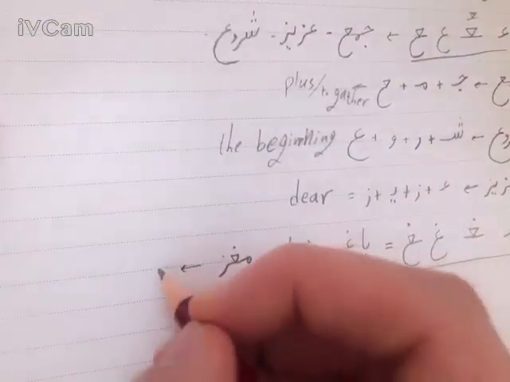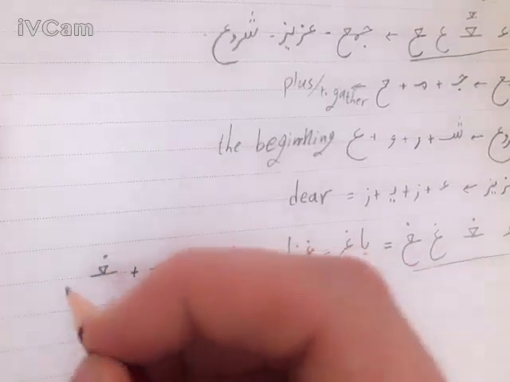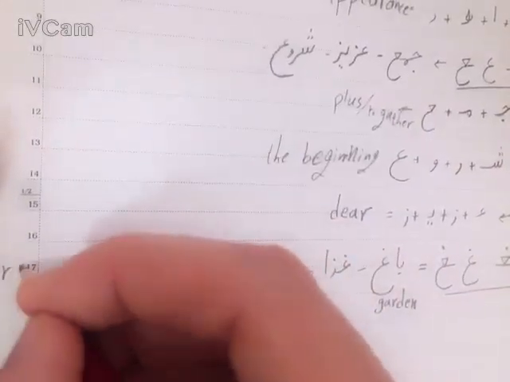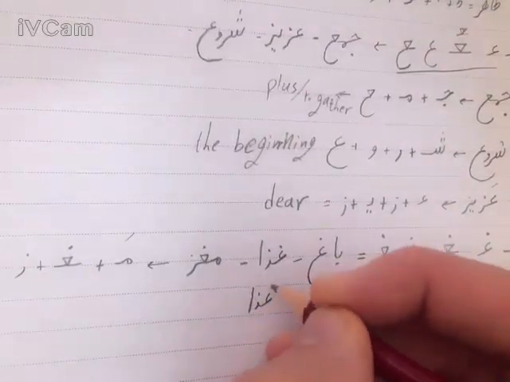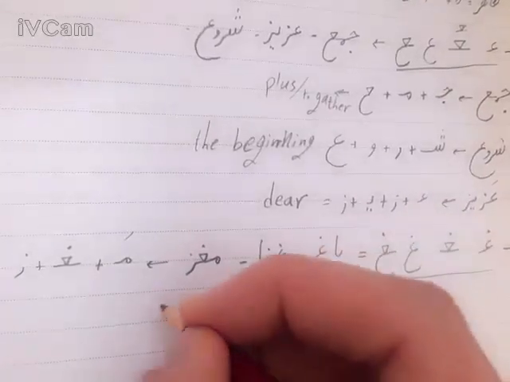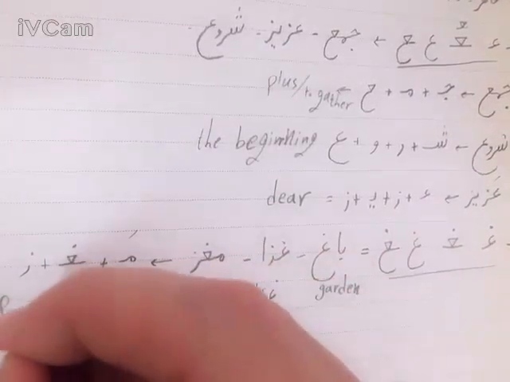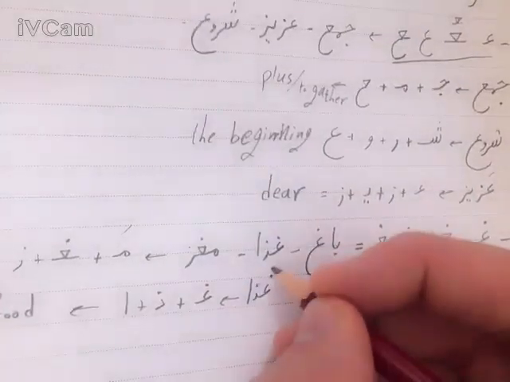So مغز would be me plus the middle q plus z, means brain. Brain. And غذا is q plus z plus a, which would mean food. غذا. Here's a pronunciation tip.